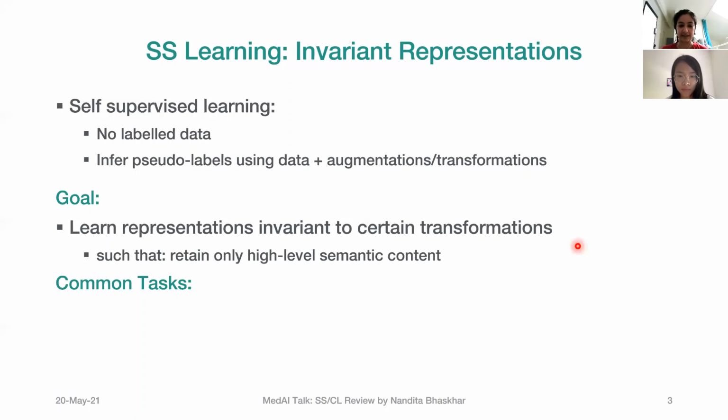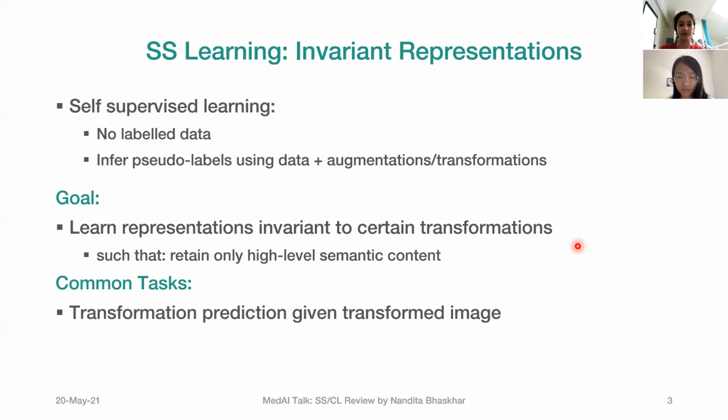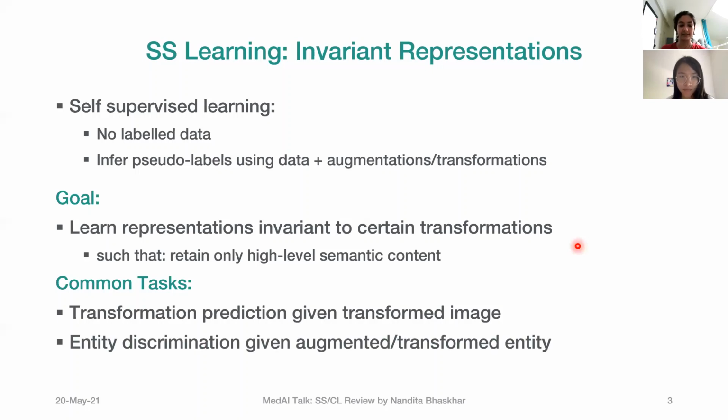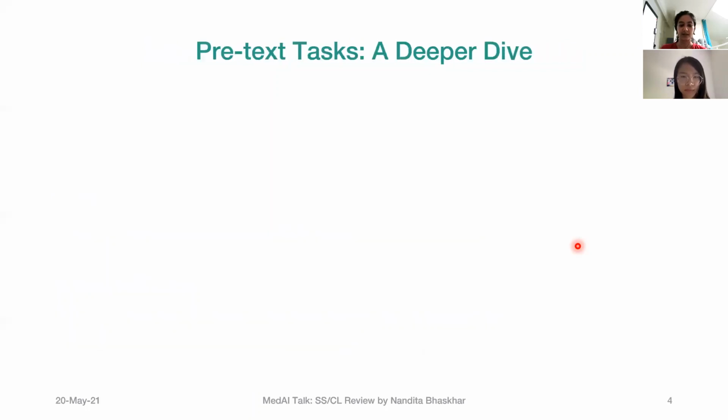So there are two types of doing self-supervised learning. One is you do a transformation to a particular data set, and then you identify what transformation it is. So transformation prediction is the task. And the other is called entity discrimination, where you're given multiple augmented entities and you're trying to discriminate between the augmented versions. So let's dive a little deeper into these two types of tasks.